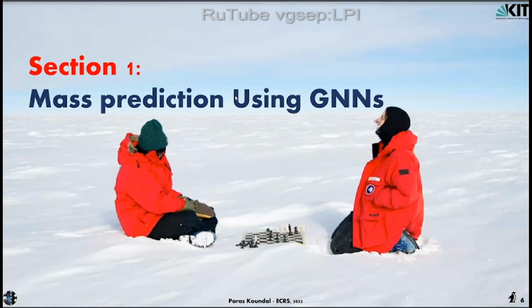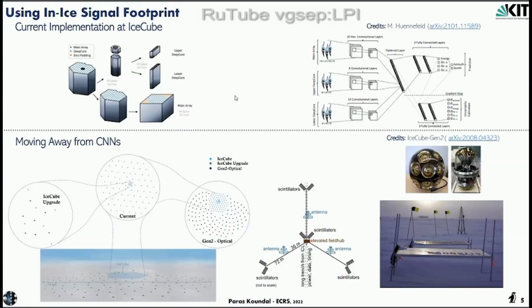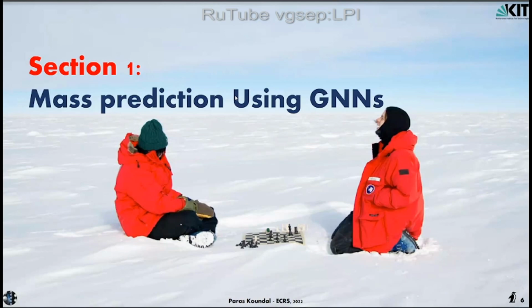And in a simple definition, you can just replace the pixels, which are like the dots here in a CNN, by something called nodes. So you can just map the DOMs as nodes. And then the connections are defined by some prior you set. So how does it happen for IceCube?